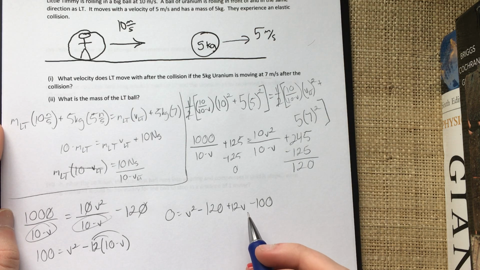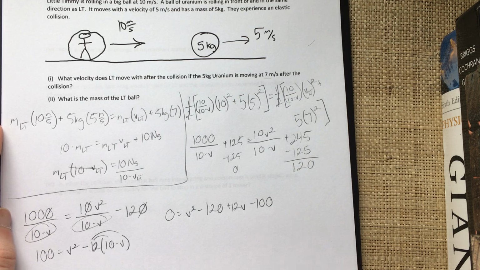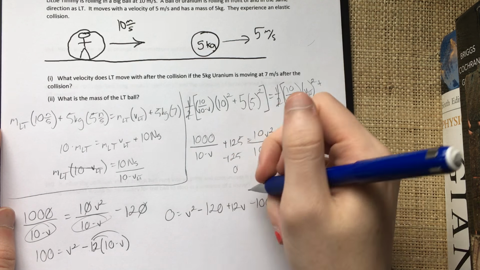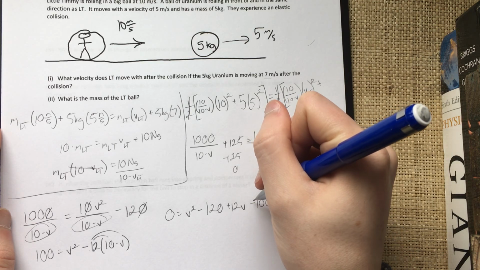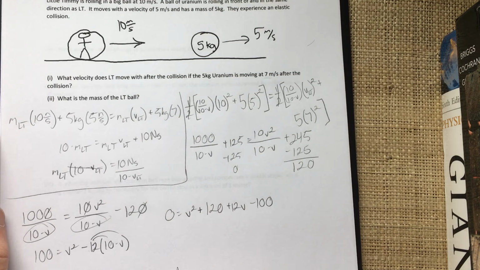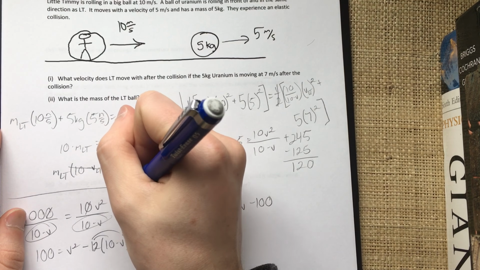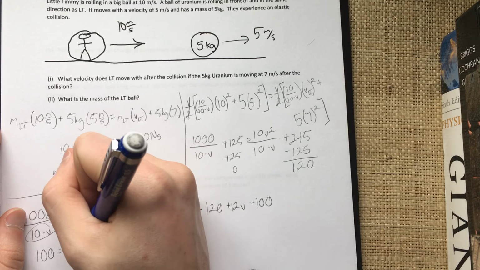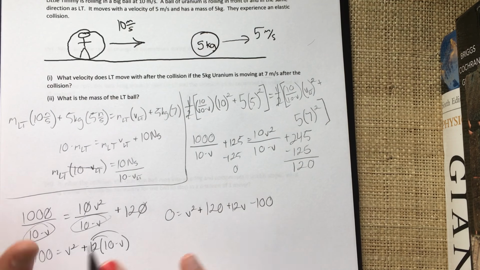So then, no, sorry. Yeah, okay. This is supposed to be plus 120. Oh, yeah. Okay, so I missed this sign here and this sign here. It's resolved.